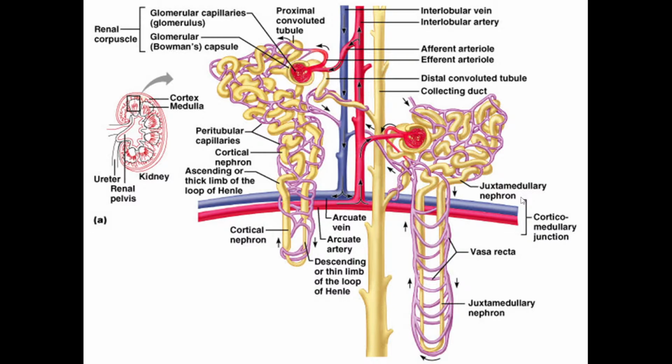And juxtamedullary nephrons are salt-conserving nephrons, and they are important for urine concentration. When effective circulating blood volume is reduced, a higher proportion of the renal blood flow is directed to the juxtamedullary nephrons, thus helping to conserve extracellular fluid volume.